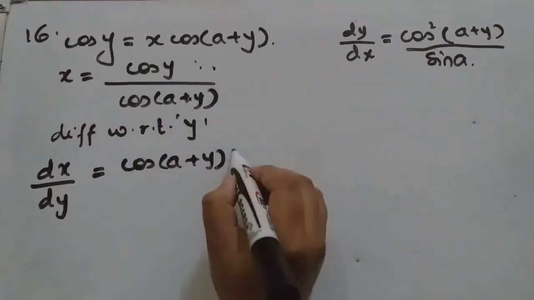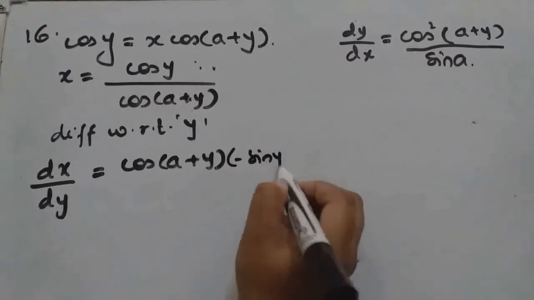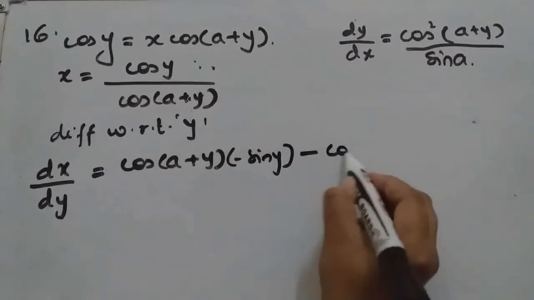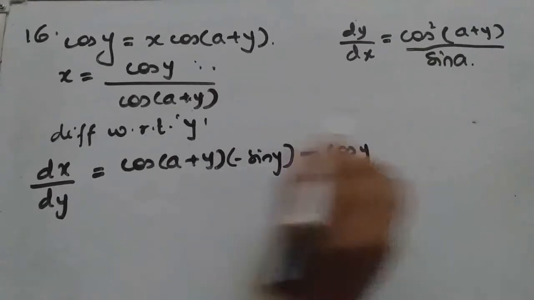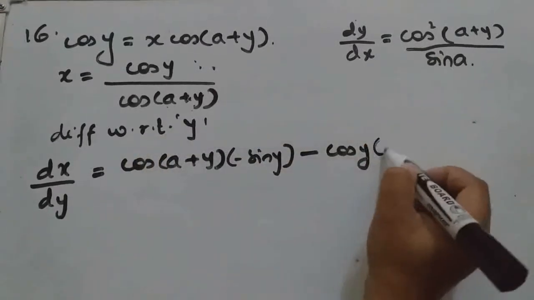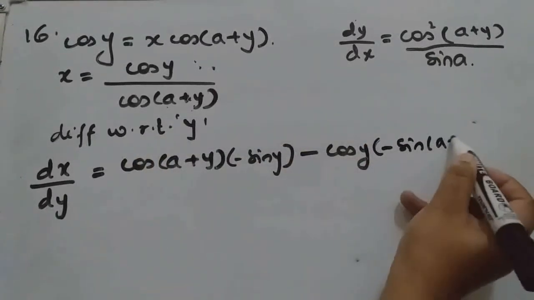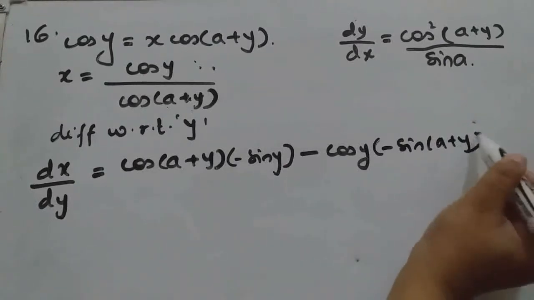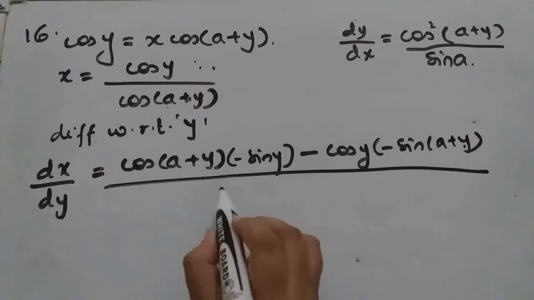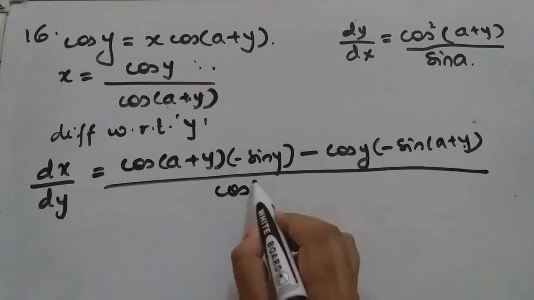Derivative of cos y is minus sin y, minus cos y will remain same. Derivative of cos (a plus y) is minus sin (a plus y). Okay, then again derivative of this, so it will be 1 only. Divide by denominator squared.